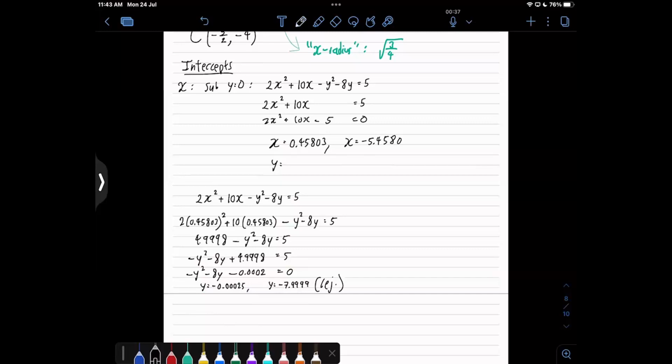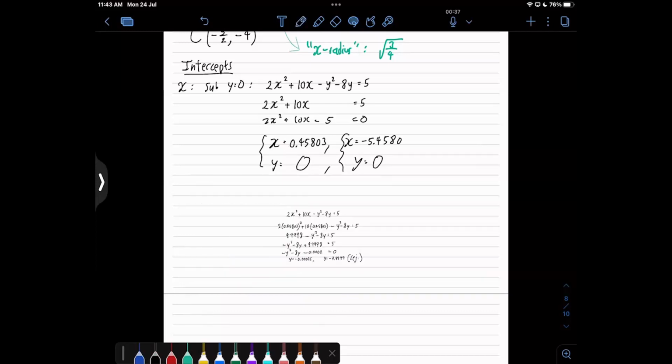But anyways, we don't actually need to calculate the y, sorry. We just need to know that y equals 0. Then we get our two x-intercepts. Is that okay? X-intercept fine? Good. Okay, this step, sorry, I throw away. Don't need it.